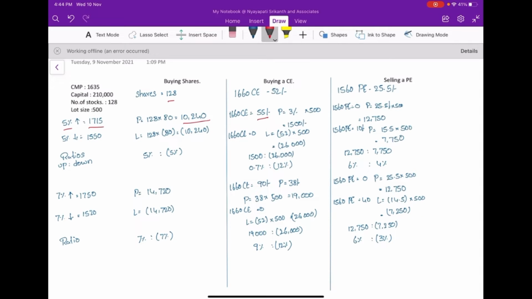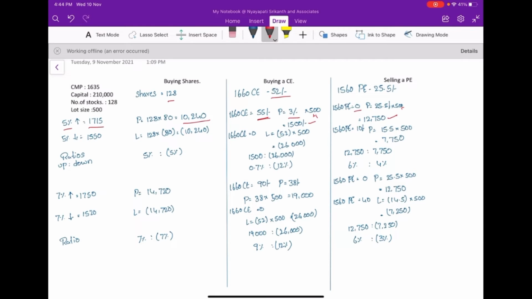So now the 1660 call option has become 55, and we bought it at 52. So the profit will be 3 rupees, and this is the lot size, so the profit will become 1500 rupees. And the 1560 put option is an out of the money put option, so this expires at somewhere close to zero, and the profit is whatever premium we have collected into the lot size, so the profit comes around 12,750.